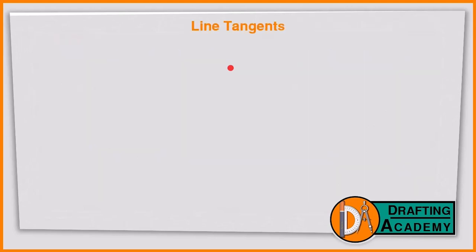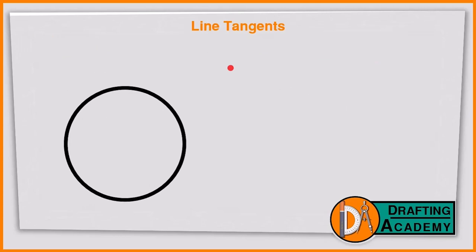Let's talk about line tangents. The first type of line tangent we'll talk about is the basic one, where we have a point and a circle. We're going to have a line joining this point and any part of this circle. The procedure won't be as simple as just joining this line to that point on the circle here. We need to show by construction methods that this is the actual place where this line should touch.